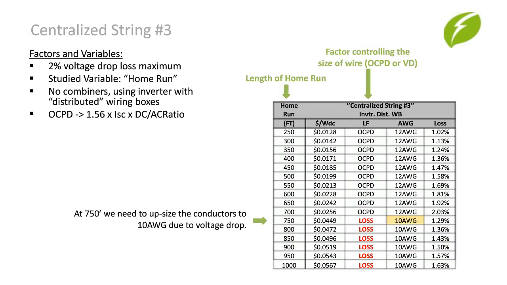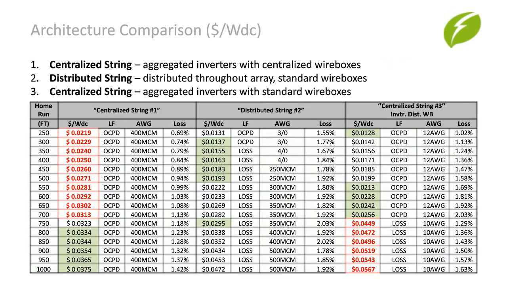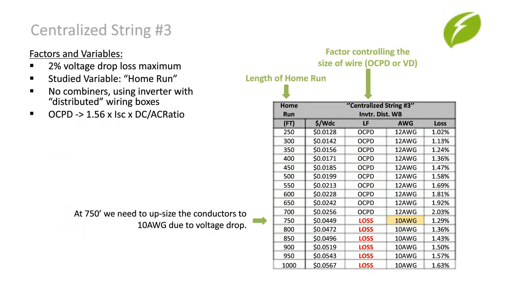Here you can see, as soon as we get there, now we can see that even though we are running multiple string conductors all the way back to the point of medium voltage conversion where our string inverters are, we don't need to upsize until we reach 750 feet. Even then, it's only a change from 12 gauge to 10 gauge. But beyond that 750-foot distance, the cost starts to get pretty high. So now let's compare the three architectures side by side.